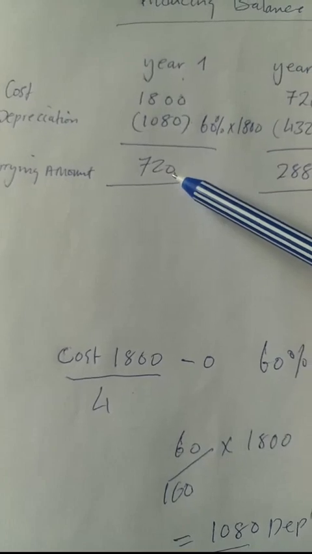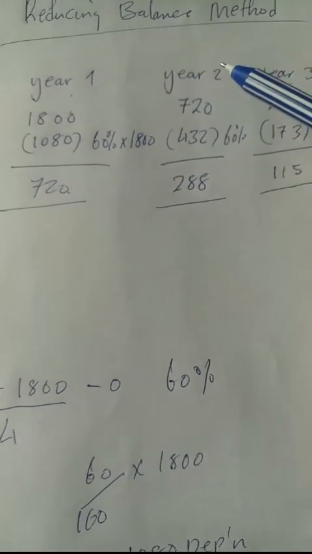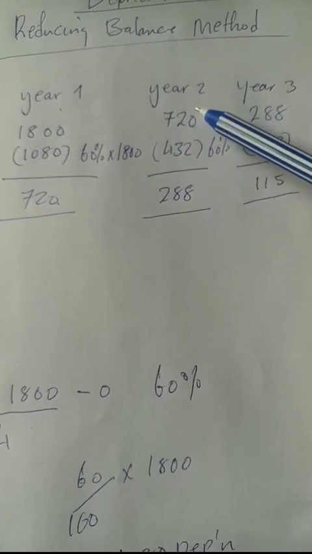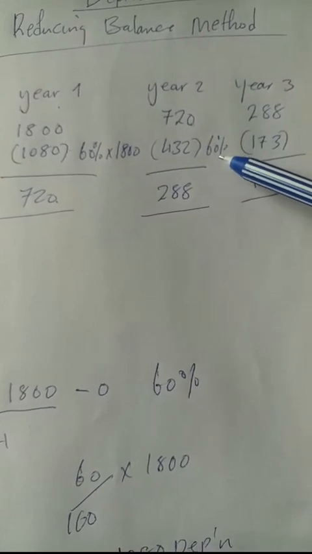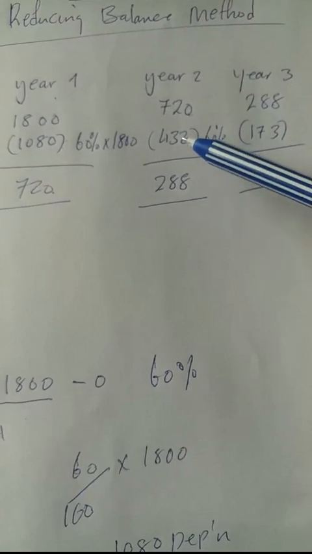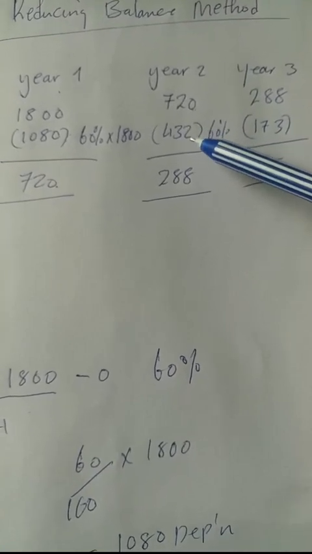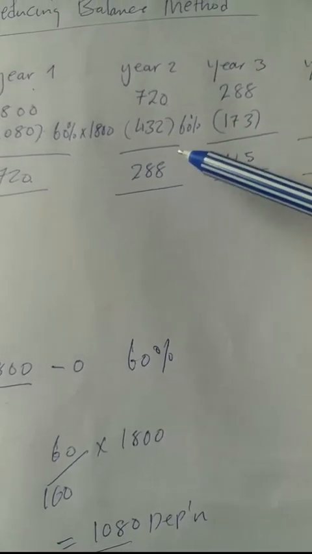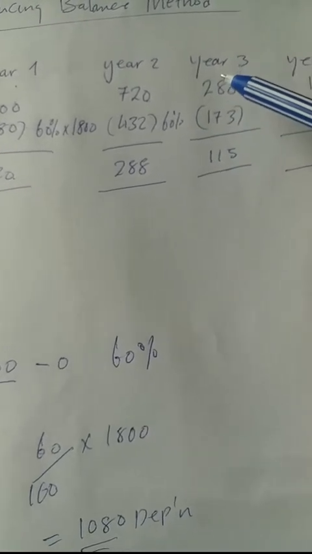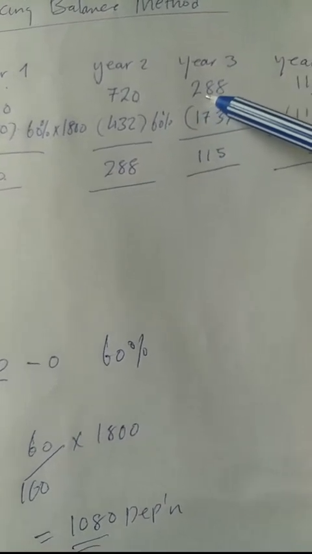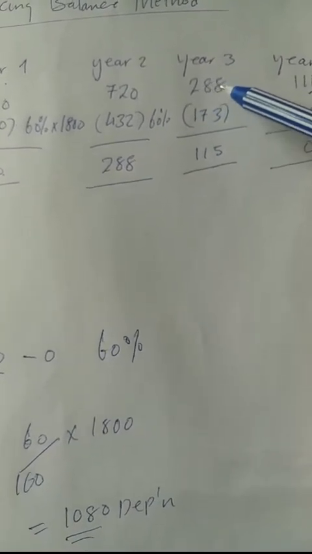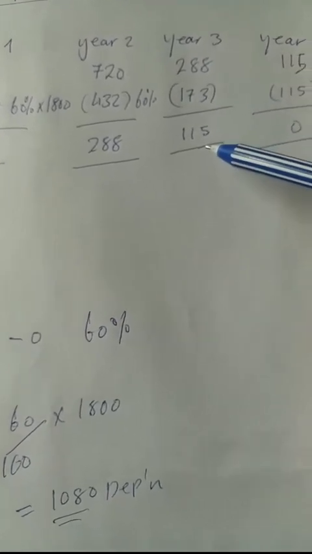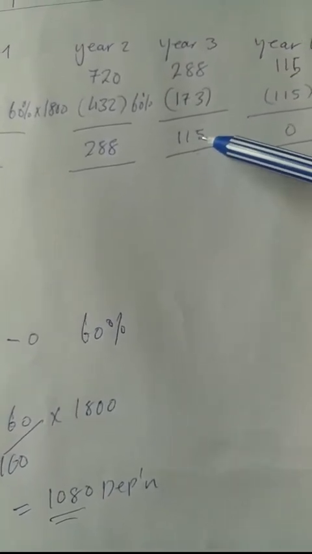So this was our carrying amount for the first year. In the second year, we calculate the depreciation on the same carrying amount, the same rate, which is 60%, and this was our depreciation. When you subtract, this becomes your carrying amount, and this carrying amount in the third year, that's the one you use to calculate depreciation on it, and then you find the depreciation is that amount, and then you subtract, and then this becomes your carrying amount.